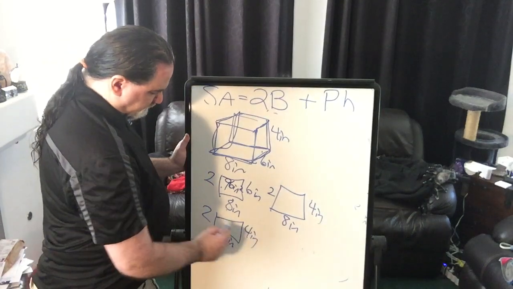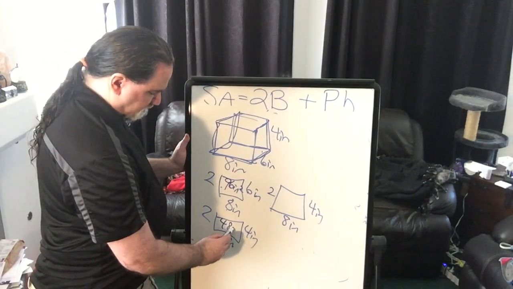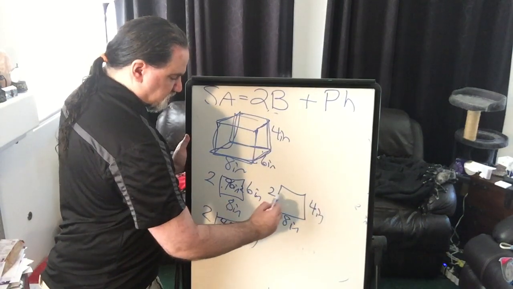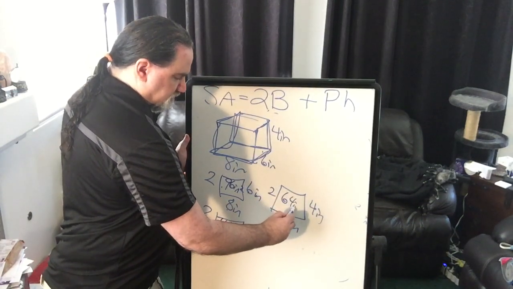6 times 4 is 24. 2 of those would be 48 inches squared. 4 times 8 is 32. Times 2 is 64 inches squared.